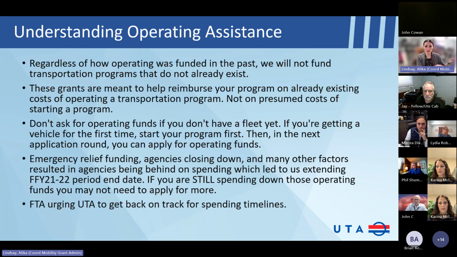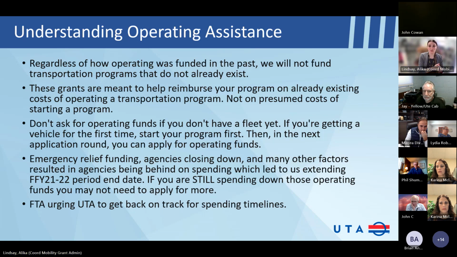So regardless of how operating was funded in the past, I know we've had COVID funds, emergency relief funds, 100% operating funds, a lot of different out of the box things that didn't really stay true to the program. And we're trying to get back on track with the FTA for spending these funds properly. So regardless of how operating was funded in the past, we will not fund transportation programs that don't exist.